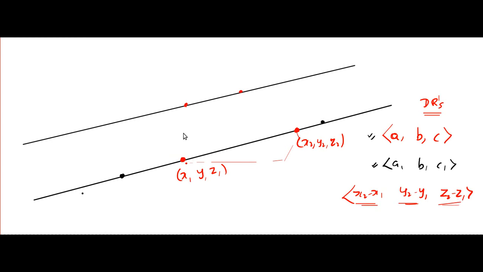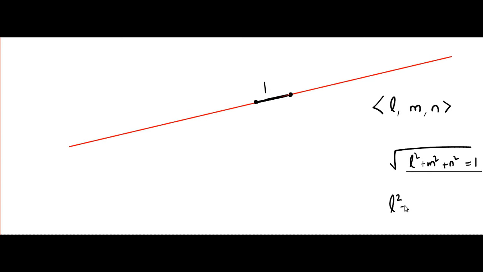Another interesting thing: instead of taking any arbitrary length, if you take 1 unit length, you will get the projections. But the projections are denoted by different alphabets, L, M, N. Point number 1, like I told you before, if you square the projections and add them up, you will get the length of the line segment, by the way, which is 1 unit. So that gives me an excellent result: L square plus M square plus N square equal to 1.